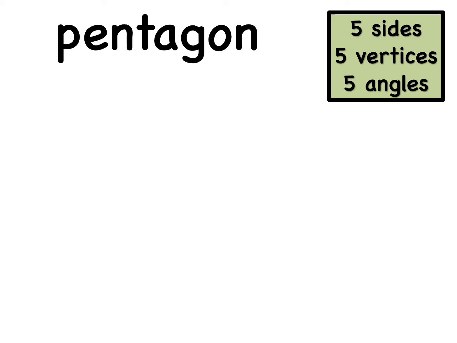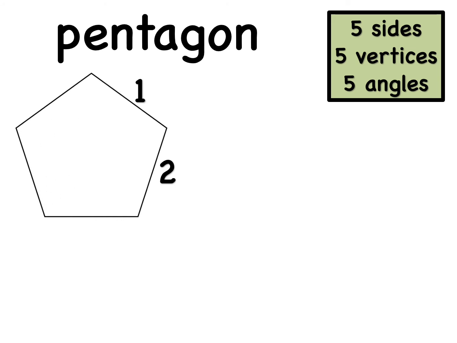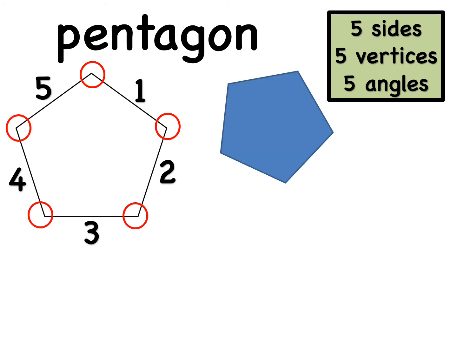Here's what a pentagon looks like. 1, 2, 3, 4, 5 sides. It also has 5 vertices. 1, 2, 3, 4, 5. Now, just for a different picture, there's another pentagon. And inside of the vertice where I circled is where the angle is.